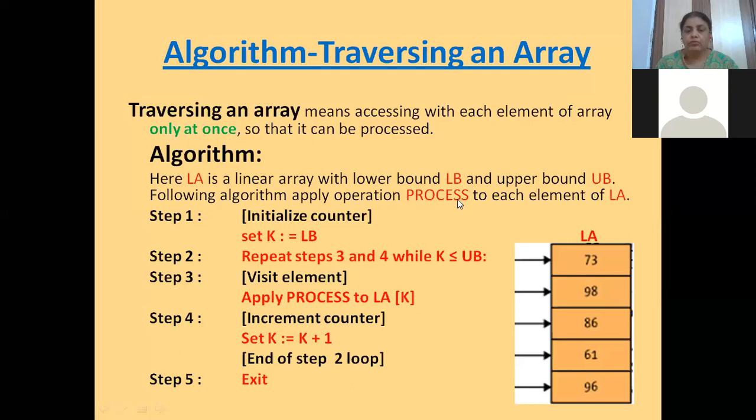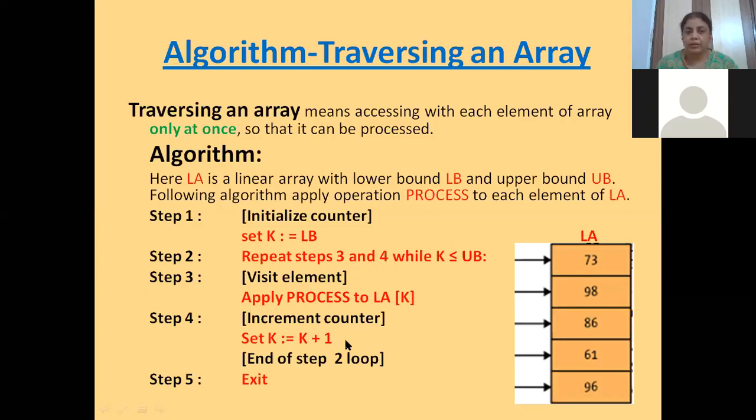What is that process? Process is the operation which you need to perform on that array. It can be any addition, it can be any logical operation, anything you can perform. So that is processing. Here we have taken a general term, that is process. So we have to apply process to each and every element. For that we need to visit each and every element. For that we have made the loop from lower bound to upper bound, and every element is linear array of kth. Since k starts from LB, this is your first position. So we have applied the process to the first position.